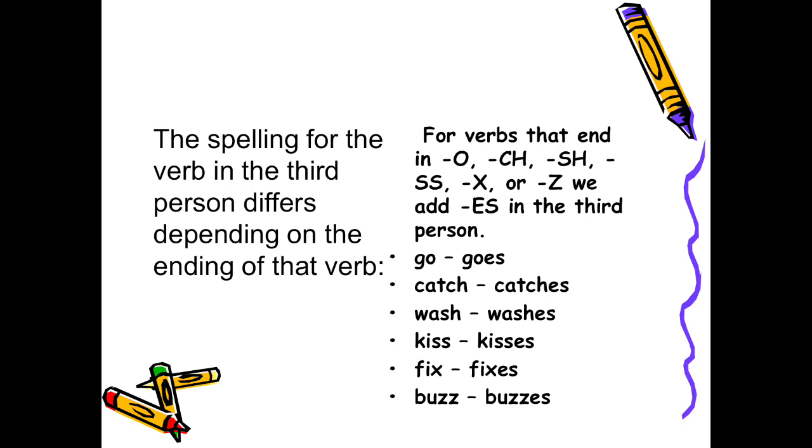She goes to church regularly. She goes to the temple regularly. She catches flies. She washes dishes. I wash dishes. She washes. Okay, when you are using the third person and the verbs are ending with o, ch, sh, ss, x or z, you will be adding es. Remember this. So these are the examples: go, goes, catch, catches, wash, washes, kiss, kisses, fix, fixes, bus, buses. All these are the word endings.